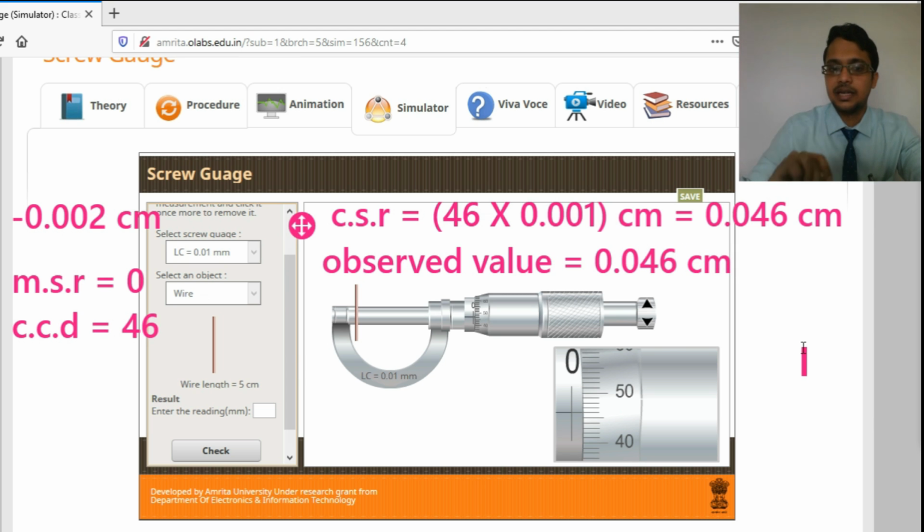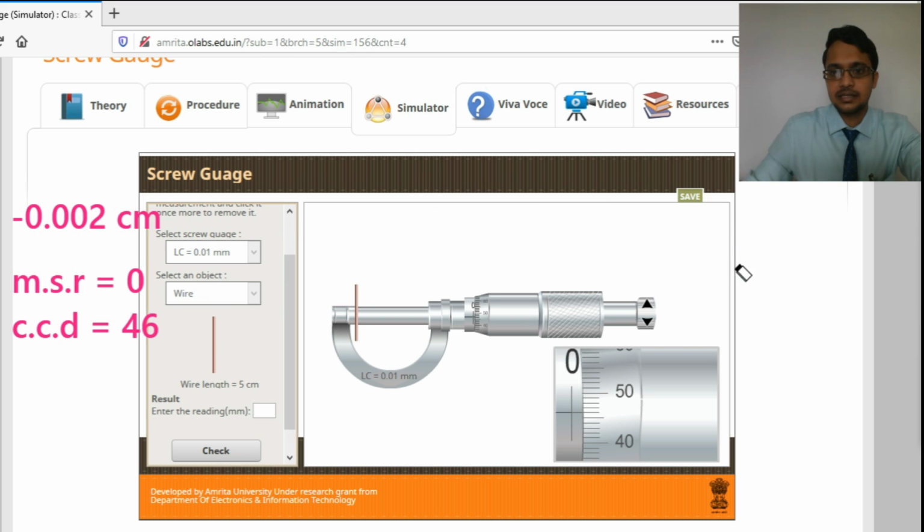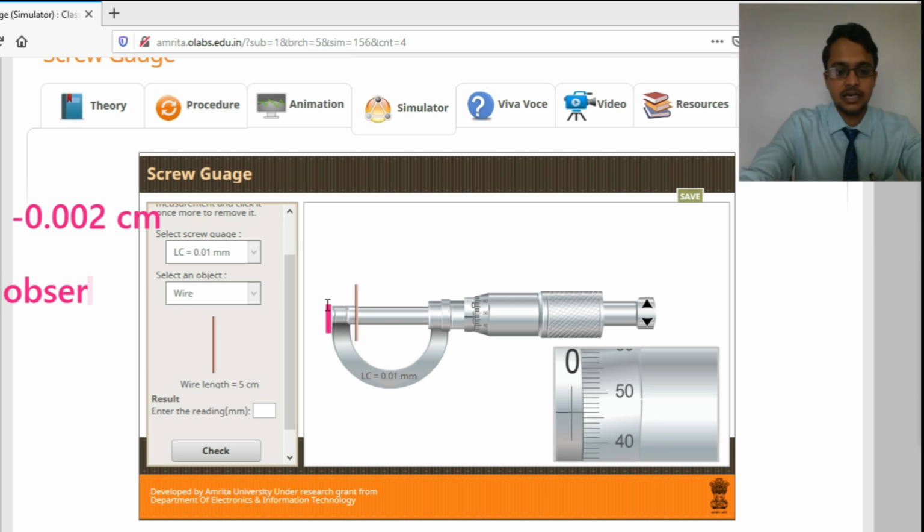0.046 centimeter. Okay, understand how to calculate? So I am writing this observed value here. Observed reading equal to 0.046 centimeter. Okay, at the end, for getting the correct value we have to subtract that error part.